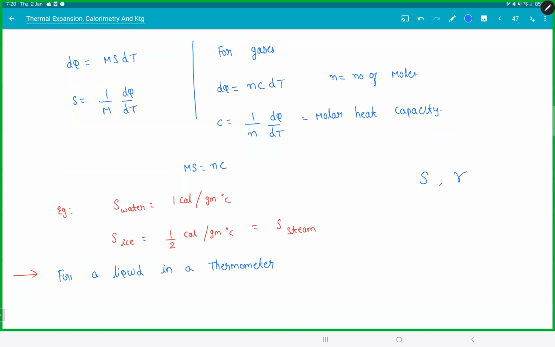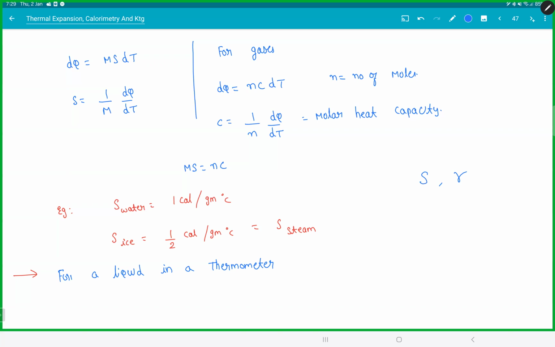So what should be there? Both high gamma, highest, high specific heat, low gamma, low specific heat. Again, let me ask you this thing. So for this liquid in the thermometer, when you put it in the mouth, you want the thing to respond immediately or you want it to take time? You want it to respond immediately.